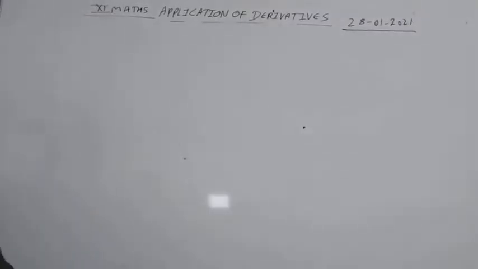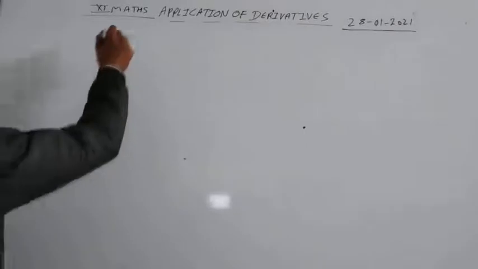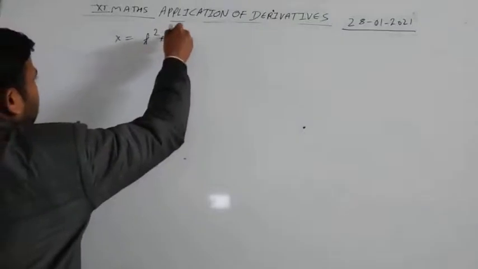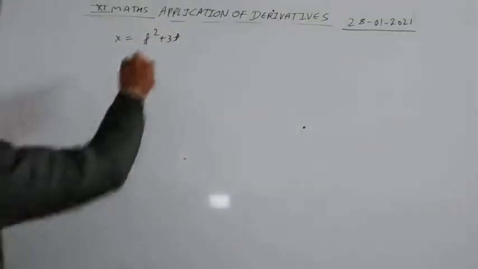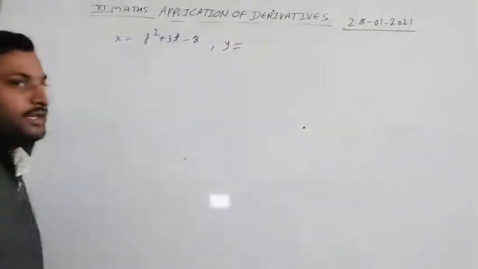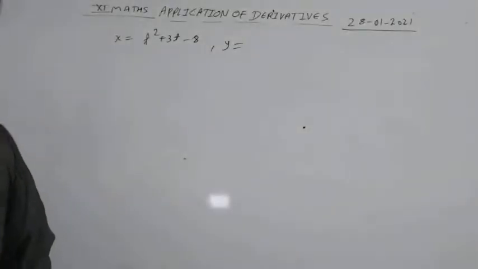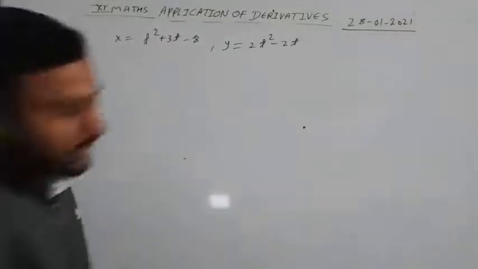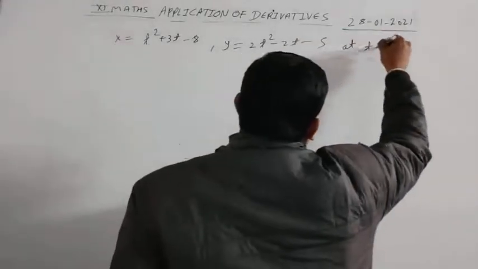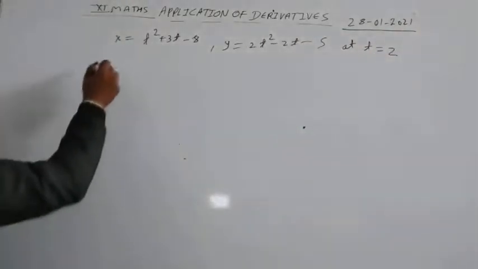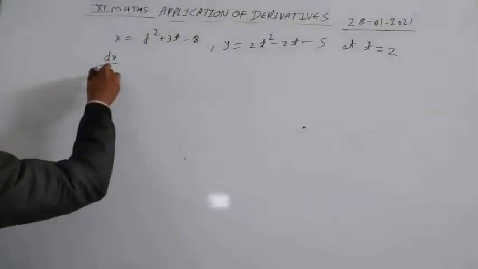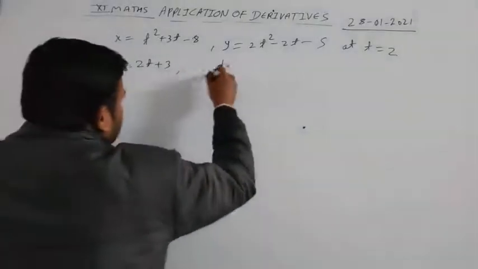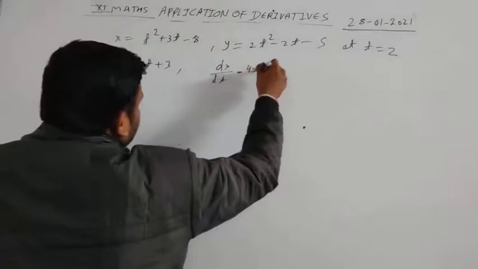So next question is student, find the slope of tangent to the curve x is equal to t square plus 3t minus 8 and y is equal to 2t square minus 2t minus 5 at t is equal to 2. Okay students, so we are differentiating this with respect to t, so we are getting 2t plus 3 and dy by dt student, we get 4t minus 2.